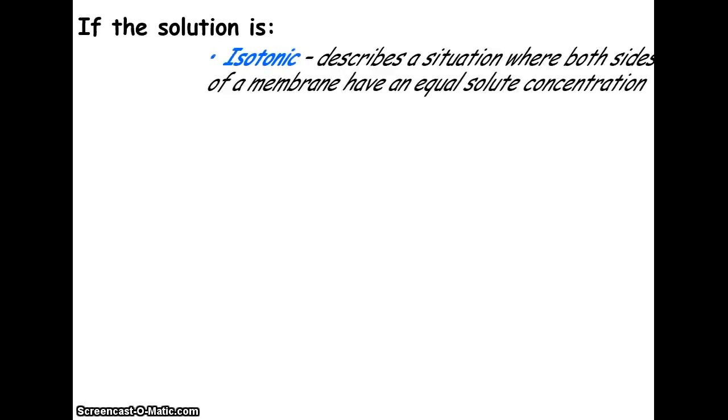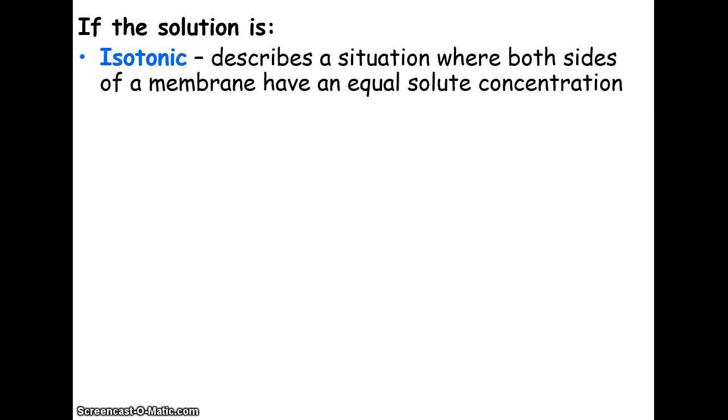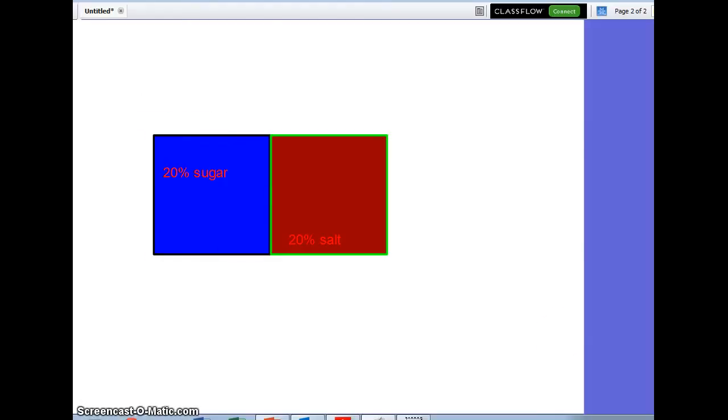So let's start with the simplest one, isotonic. Isotonic is a situation where the concentration of solute on both sides is equal. It doesn't have to be the same solutes. If the solute is unable to pass across the membrane, then 20% of one kind of solute on one side is going to be the same as 20% of some other kind of solute on the other side. Because if 20% is solute, the other 80% is water. So that means both sides have an equal concentration of solute in comparison to water.